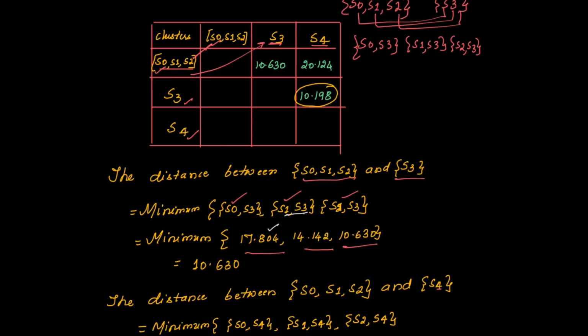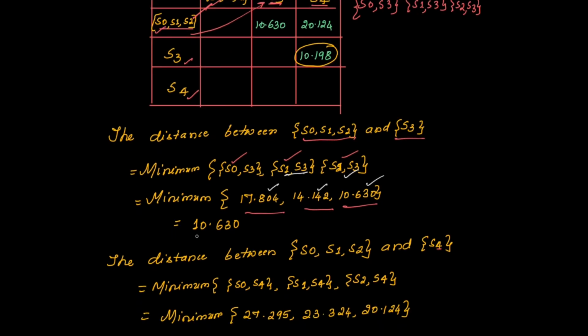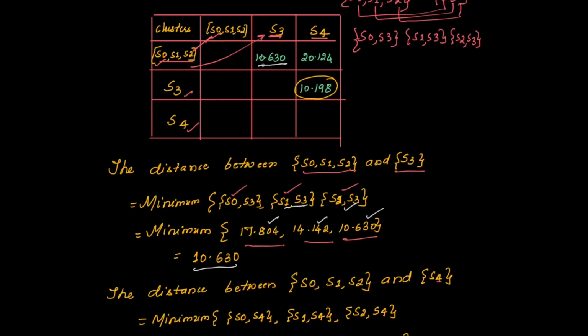17.804. Like that, between S1 and S3 it is 14.142 from table 1. Between S2 and S3 it is 10.630 from table 1. The minimum is 10.630, so you will write the value here. One more calculation in the first row.